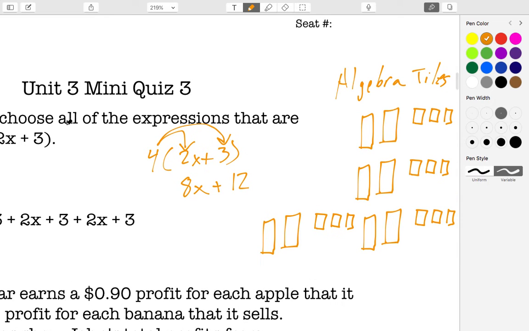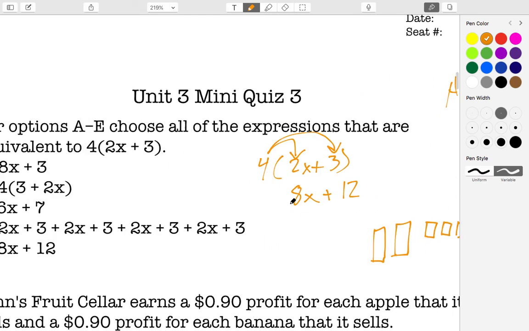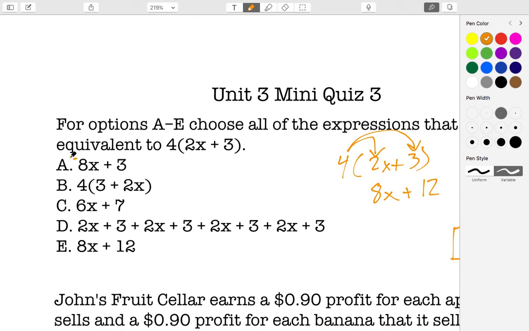Can you count it over here? So I have 1x, 2x, 3x, 4x, 5x, 6x, 7x, 8x, right? But how many numbers? Do I have 3? No, I have way more than 3. So cross this one off.